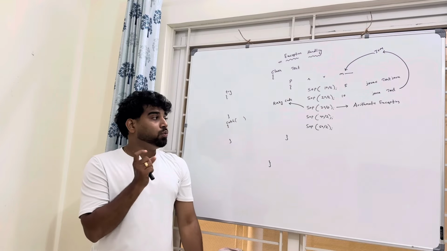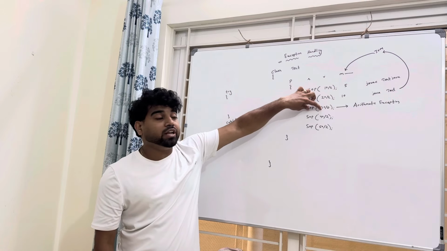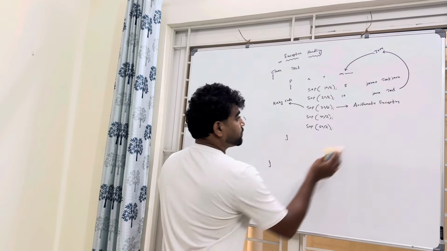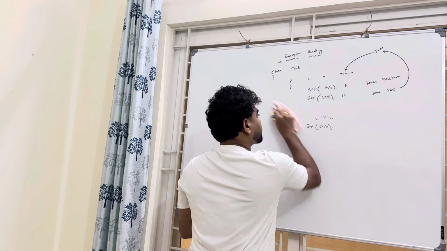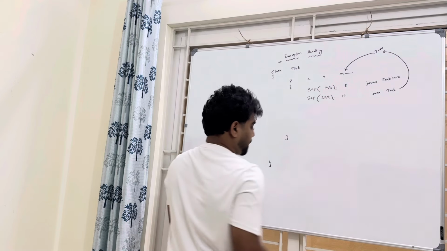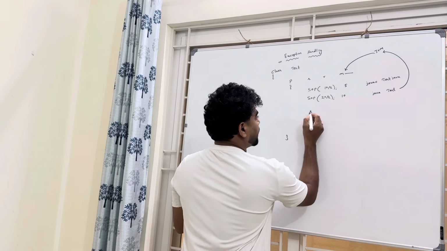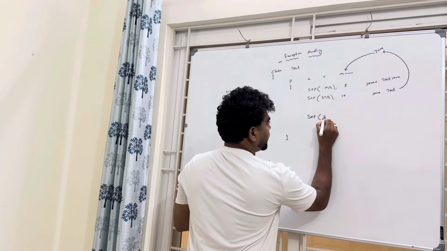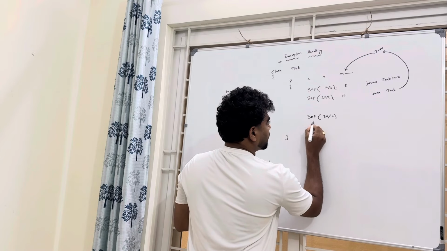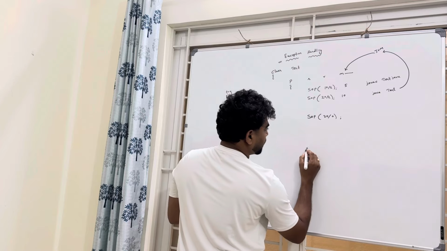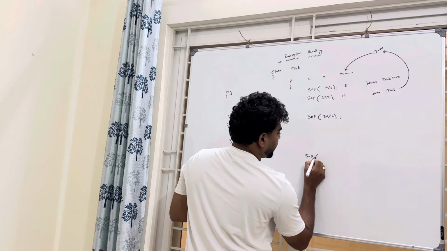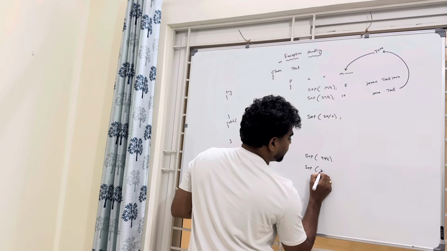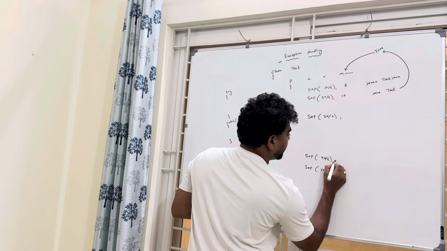Always you need to surround this risky code inside the try block. What I mean is, how can I write this program? System.out.println of, let's say, 30 by 0. System.out.println of 40 by 2. System.out.println of 50 by 2.